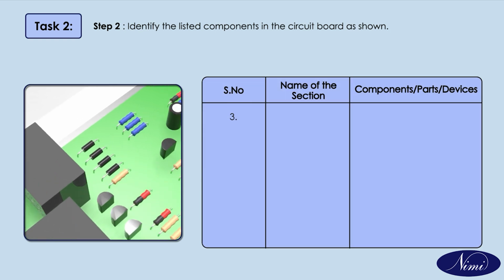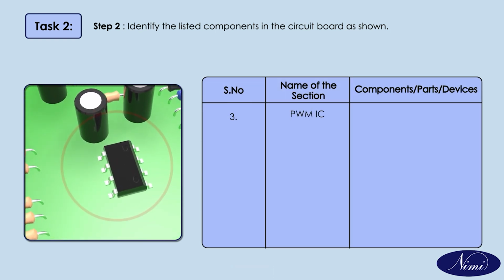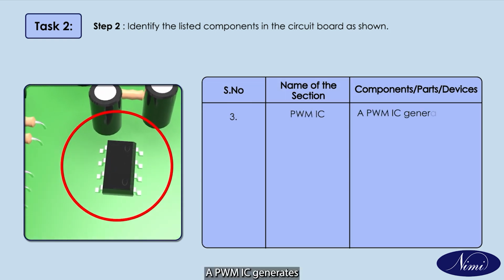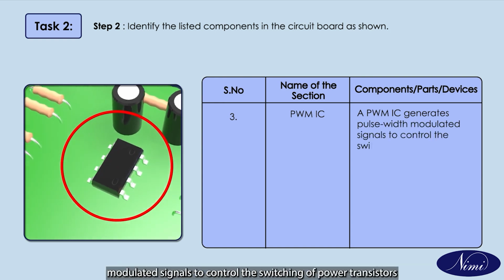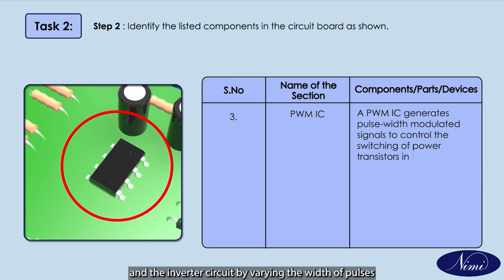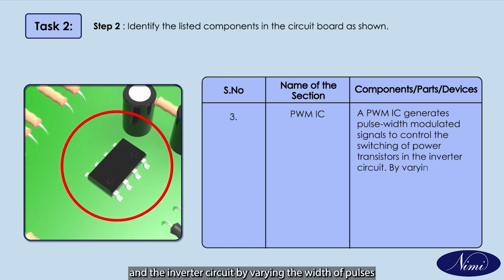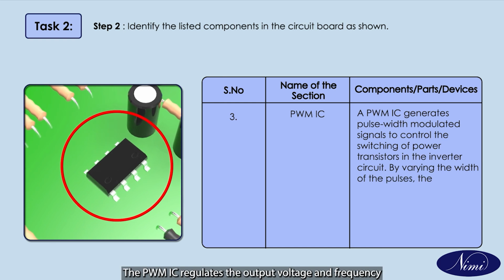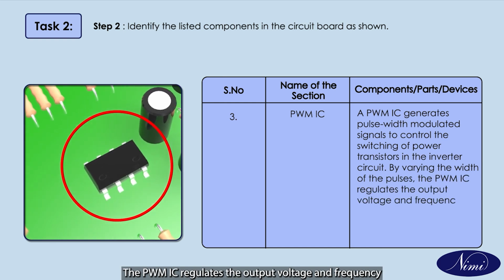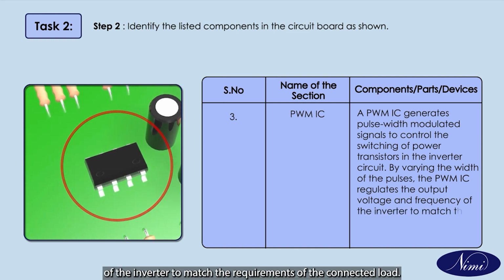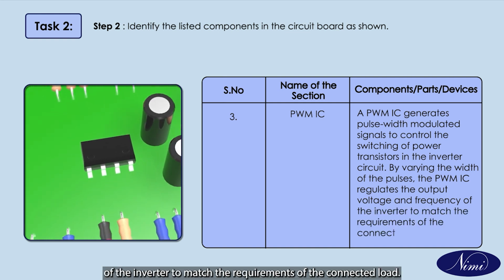Number 3. PWM IC. A PWM IC generates pulse width modulated signals to control the switching of power transistors in the inverter circuit. By varying the width of the pulses, the PWM IC regulates the output voltage and frequency of the inverter to match the requirements of the connected load.